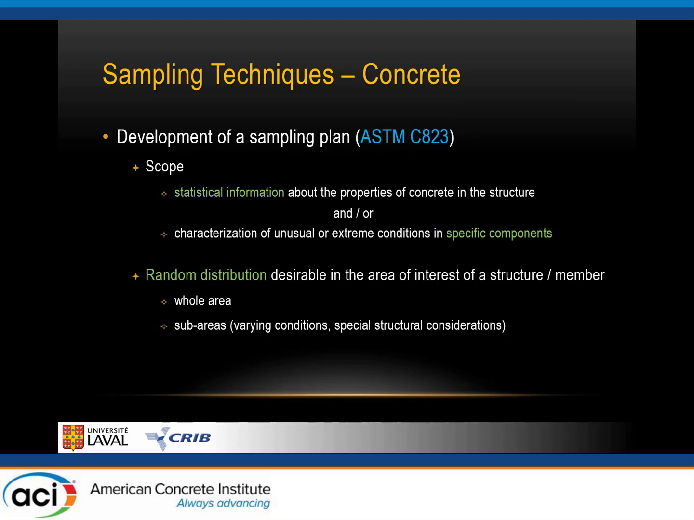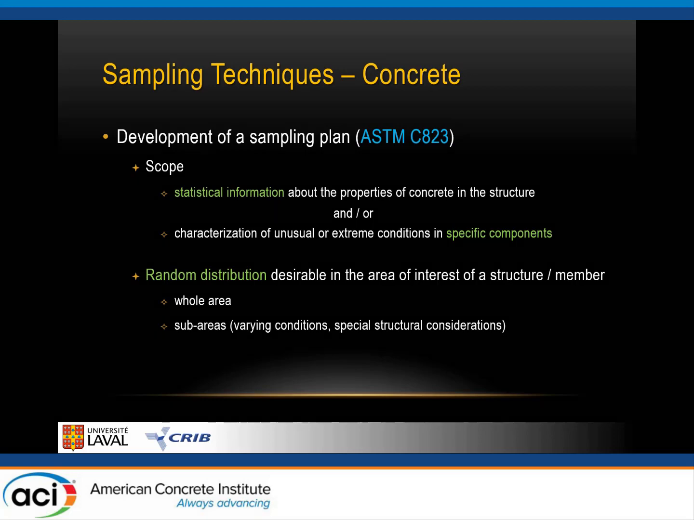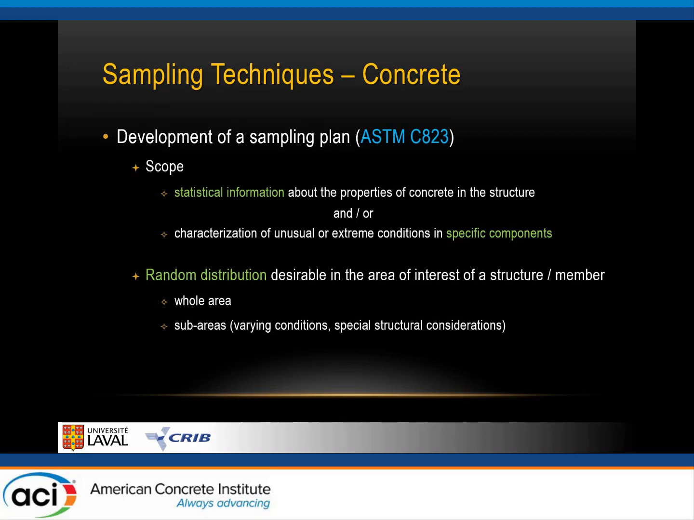And the scope of this sampling plan, it depends. Sometimes we'll need some statistical information about the properties of concrete in a structure, and in some cases it's much more specific. We'll need characteristics to better assess some unusual or extreme conditions in a specific component. So this has to be evaluated when designing the sampling plan.